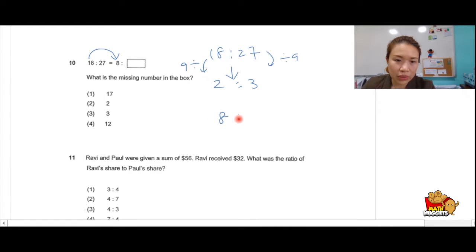The question wants it to become 8 is to something. So from 2 we times 4 to get 8. On the right we times 4 as well. The missing number is 12.